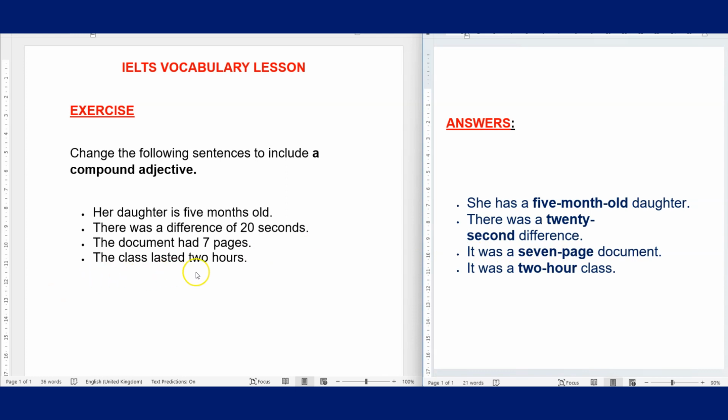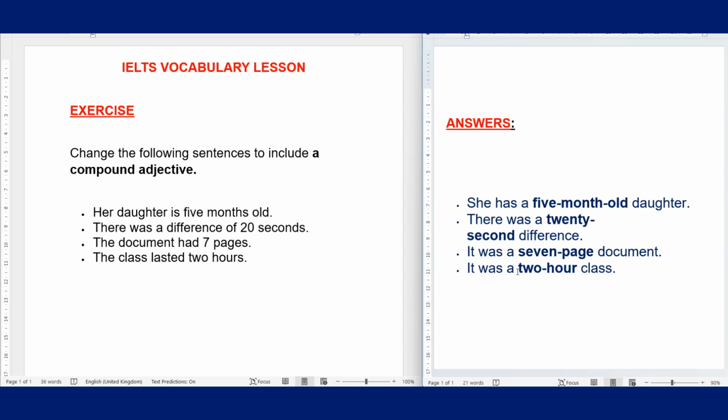The class lasted for 2 hours. It was a 2-hour class. A 2-hour class. I want you to take notes of these compound adjectives and try to put them in your statement or in your practice while you are doing some of your work. Please don't forget them because you need them while you are practicing for the IELTS as well.